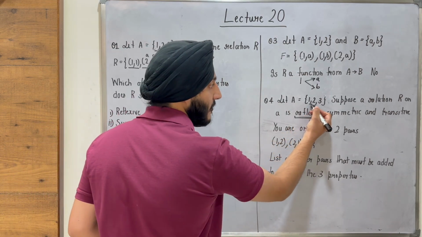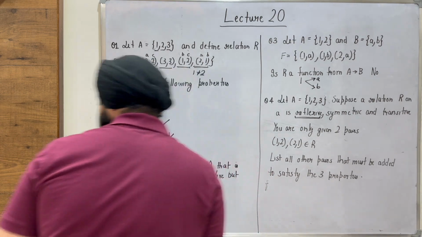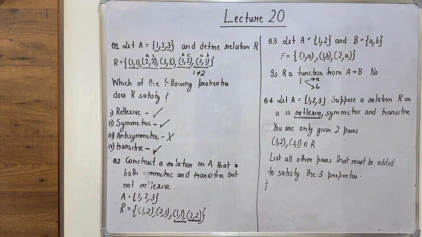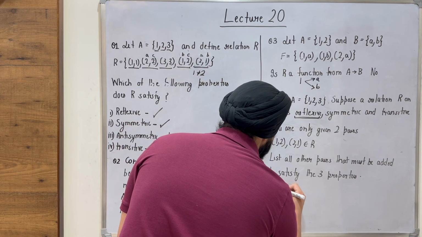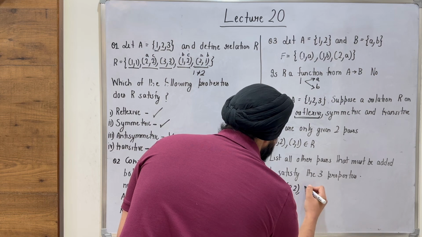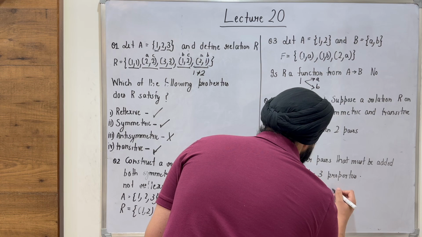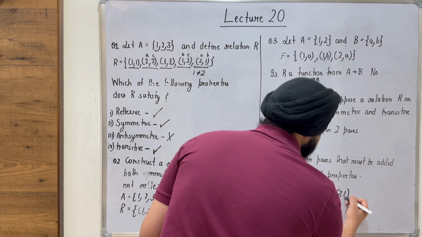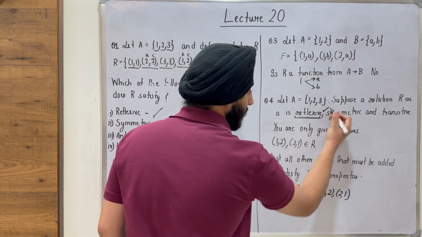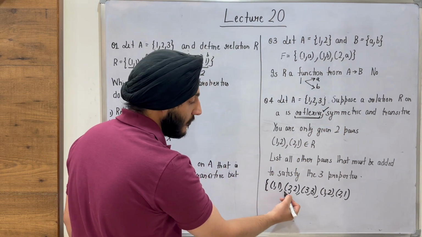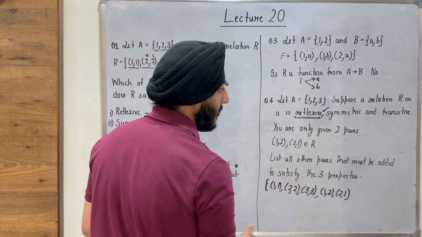Since A has three elements, 1, 2, 3, I can add (1,1), (2,2), and (3,3). I already have (1,2) and (2,1), which has been given to me by the question. So I made this reflexive. I added 1 is related to itself, 2 related to itself, and 3 related to itself. (1,2) and (2,1) is already present.